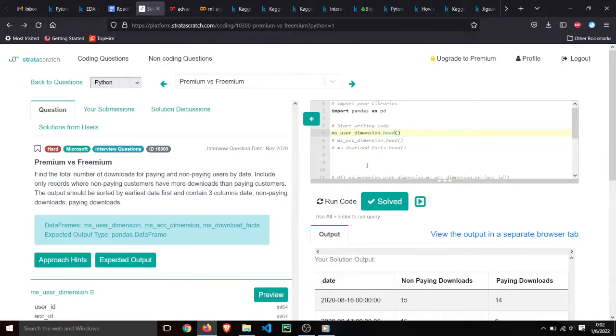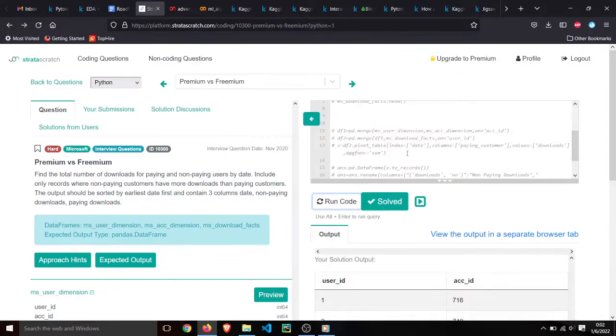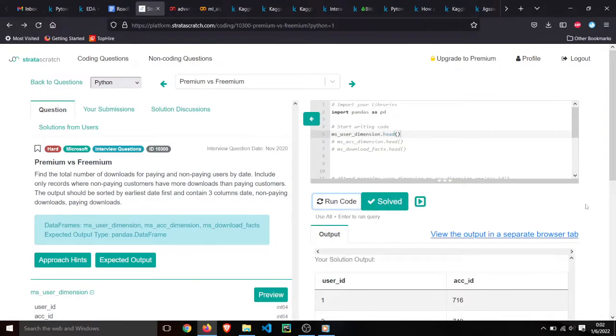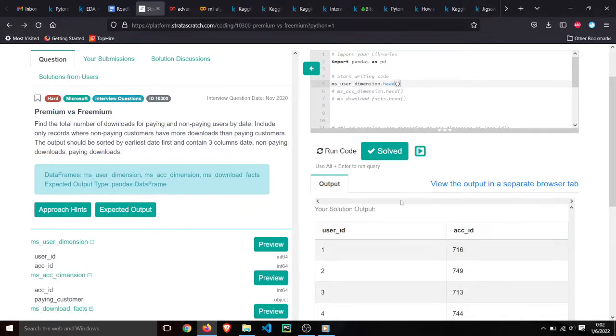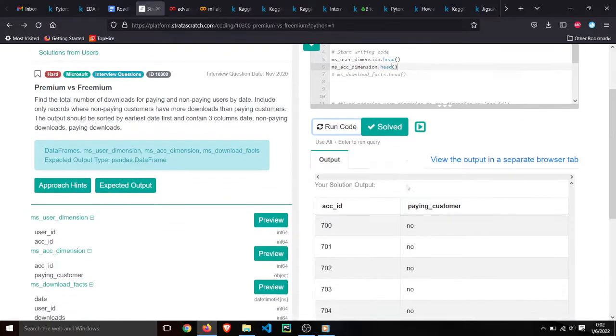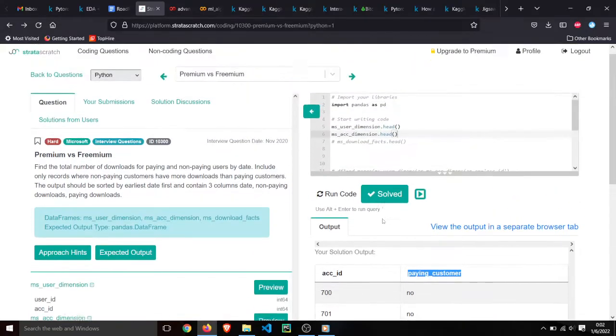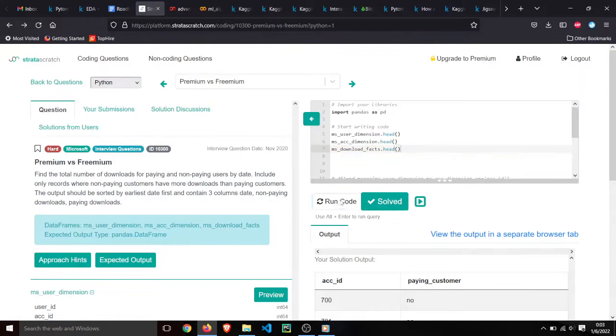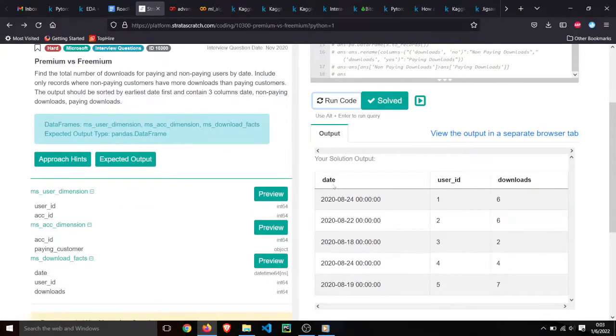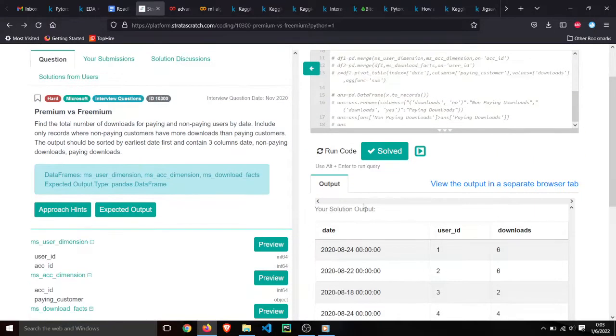Okay, so first of all, let's look at the data. We're given 3 data frames. The first data frame is user ID and their account ID. Now let's have a look at the account data frame, which contains the account ID and tells us whether the customer is a paying customer or a non-paying customer. Now let's go with the downloads. This data frame tells us, according to the date, how many downloads that particular user has, right? As you can see, the data is scattered in 3 data frames. So first we need to join all 3 of them.